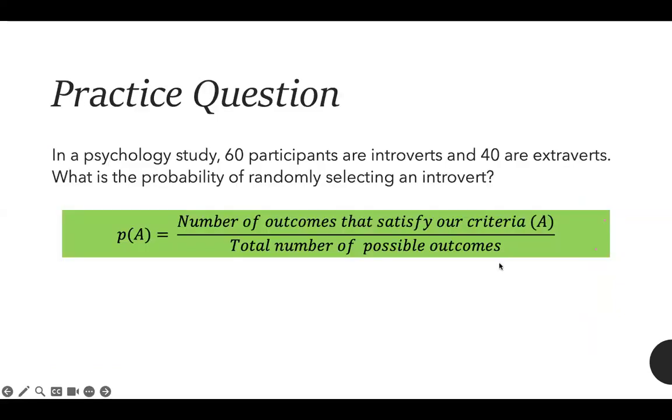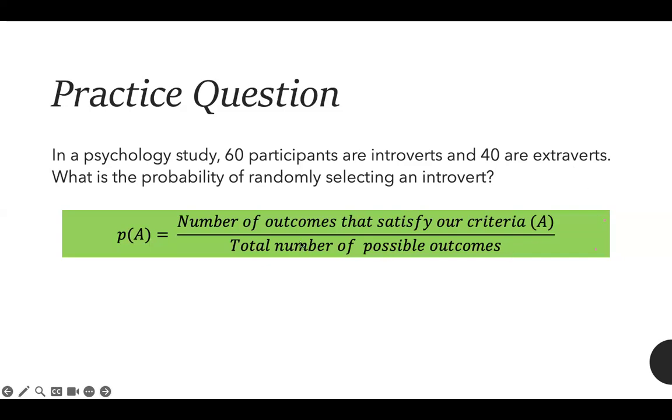So here's a practice question. In a psychology study, 60 participants are introverts and 40 are extroverts. What's the probability of randomly selecting an introvert? Our A, the event that we're interested in, is if somebody is an introvert. So for our probability of selecting an introvert randomly, we need to look at the number of outcomes that satisfy our criteria, which is introverts. We have 60 people that satisfy that criteria, and then 40 are extroverts.